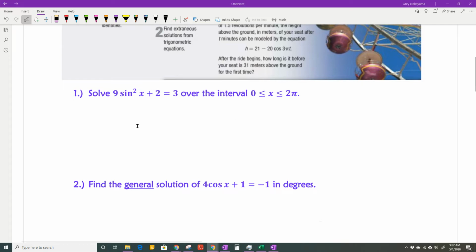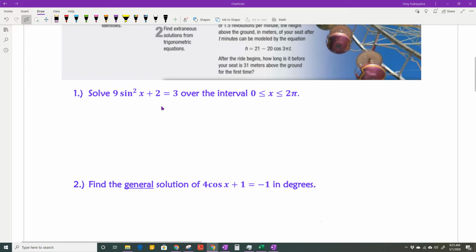So the first thing you need to do when you're solving equations is make sure you pay attention to the directions. Part of the problem is telling you how to give your answers. Okay, so pay attention to that. This says solve 9 sine squared x plus 2 equals 3 over the interval of x between 0 and 2 pi. Okay, so first and foremost, you always want to isolate your trig function.